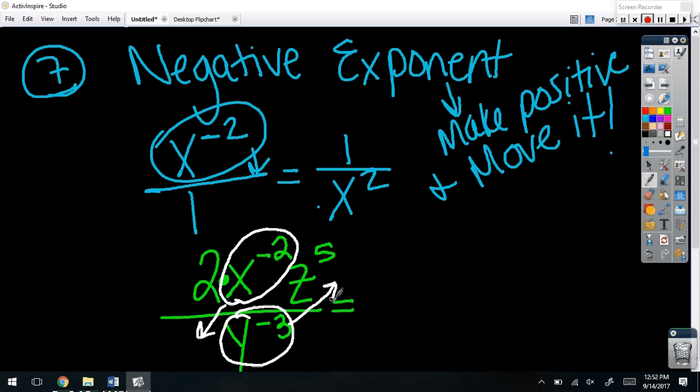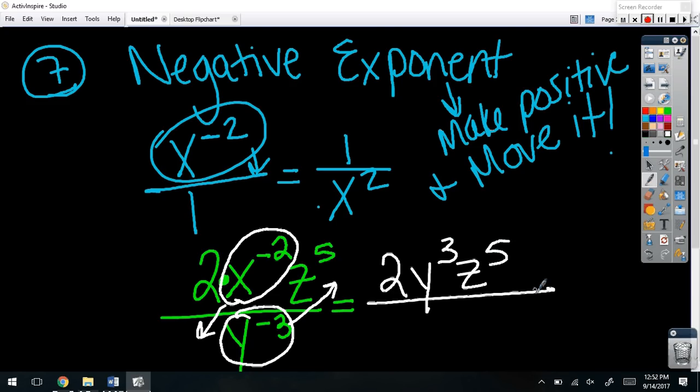So what do I end up with in the top? 2 y to the 3rd. Z to the 5th is still there, holding its place. Over x squared.